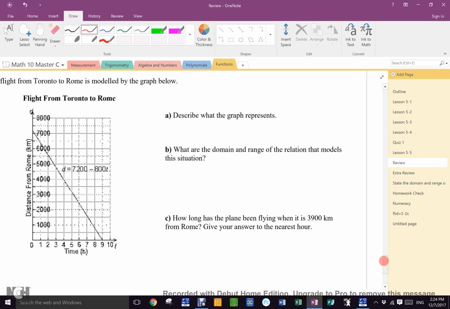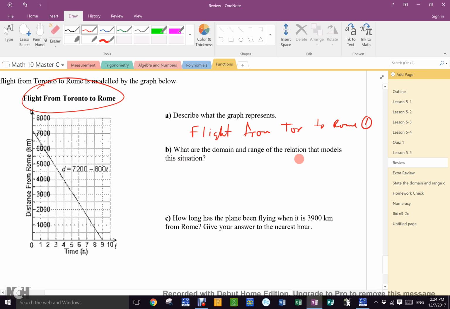All right. Guys, 14, last question. What does the graph represent? Yeah, flying from Toronto to Rome. That was pretty hard to find. Oh, it says Toronto. I just said simply flying to Rome. That's 1 mark right there. What if I just said somebody flying to Rome? Yes, that would be fine.